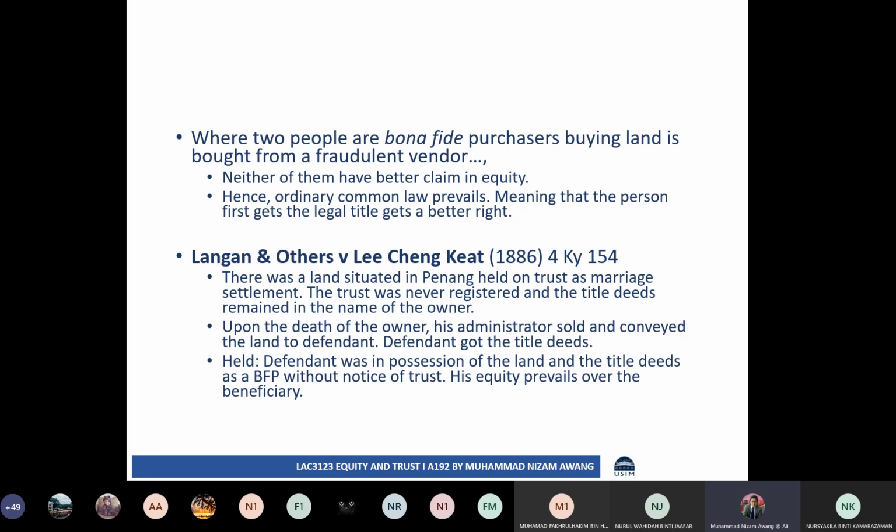So in this case, the court held that, if you look at the facts of the case here, there was a trust, but the trust was still under the name of the owner, meaning that the beneficiary became an equitable beneficiary. They had not become a legal beneficiary yet because there was no conveyance or transfer of title yet. However, when the owner died, the trustee transferred the title to the defendant. So the court held that the defendant had a better title, a better right over the trust. So if you register the title first, then you have a better right over the other.